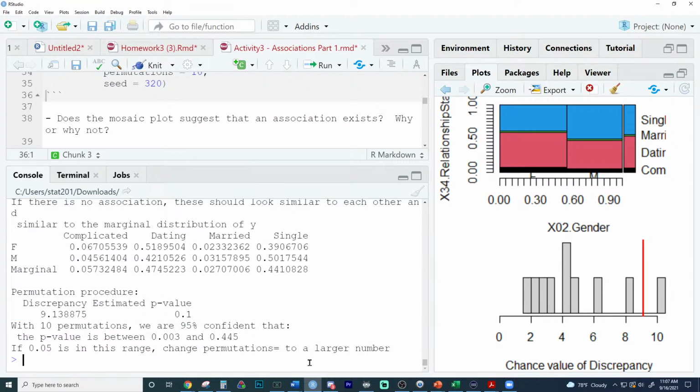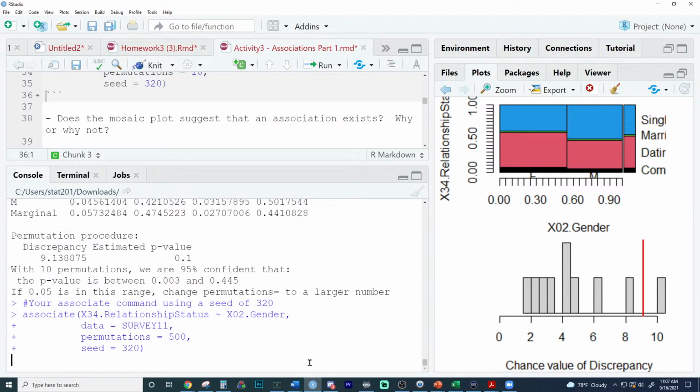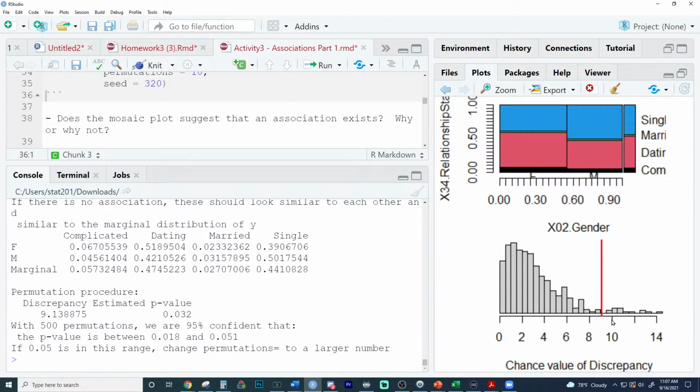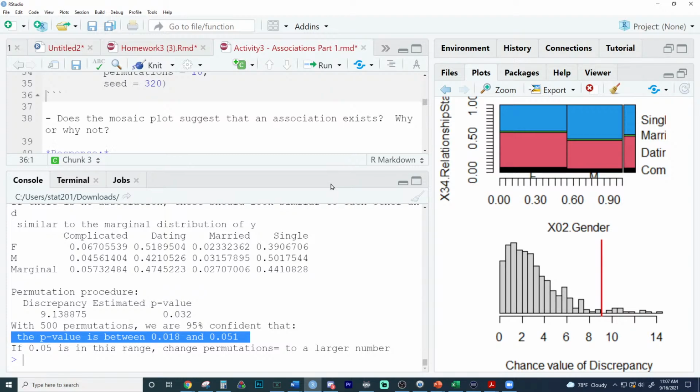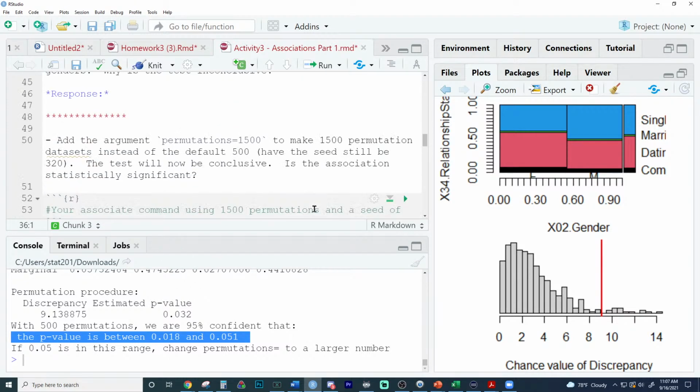But when we do this, we're doing more than 10 permutations. We're doing 500. So what does this mean right here? These are 3.2% of all the results created by random chance. 3.2% of all the results created by random chance are as extreme or more extreme than our result. And take a look right here. We do have an issue, though, because we are uncertain if our result is statistically significant or not.